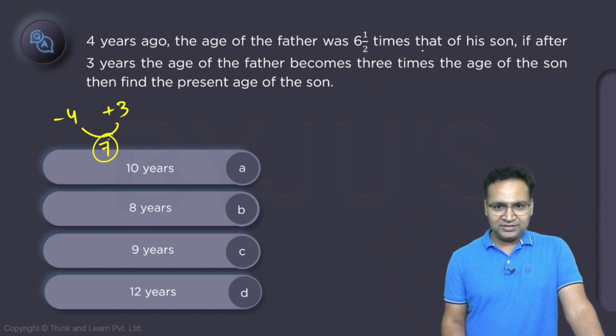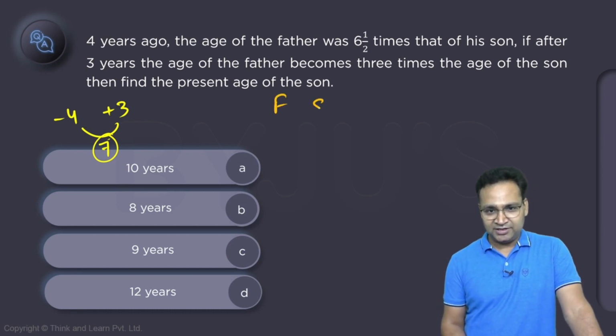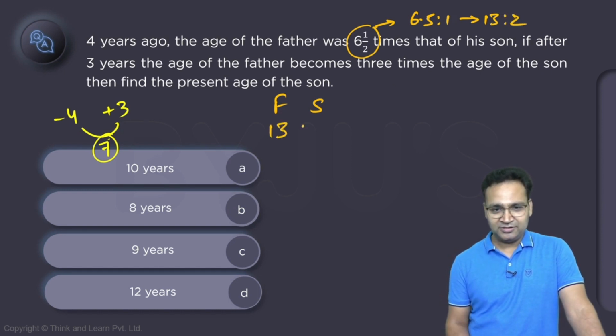Now, father and son. So they are talking about father and son. Father and son, 6.5 times. That means the ratio is 6.5 to 1, or better if I write this, it is 13 ratio 2. The father and son, 13 ratio 2. Father becomes 3 times, 3 ratio 1.